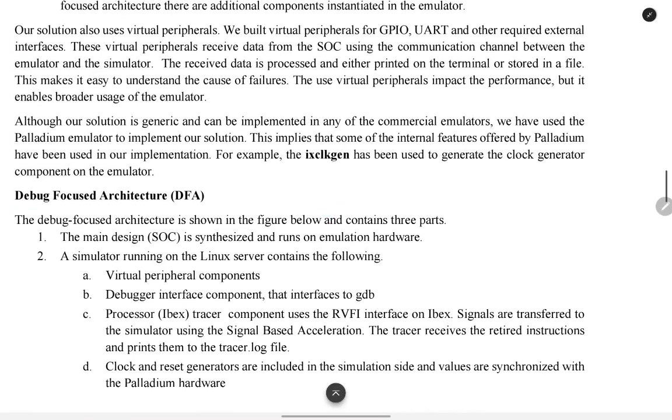Although our solution is generic and can be implemented in any commercial emulator, we have used the Palladium emulator to implement our solution. This implies some of the internal features offered by Palladium have been used in our implementation. For example, the IXCOM clock generator has been used to generate the clock generator component on the emulator.